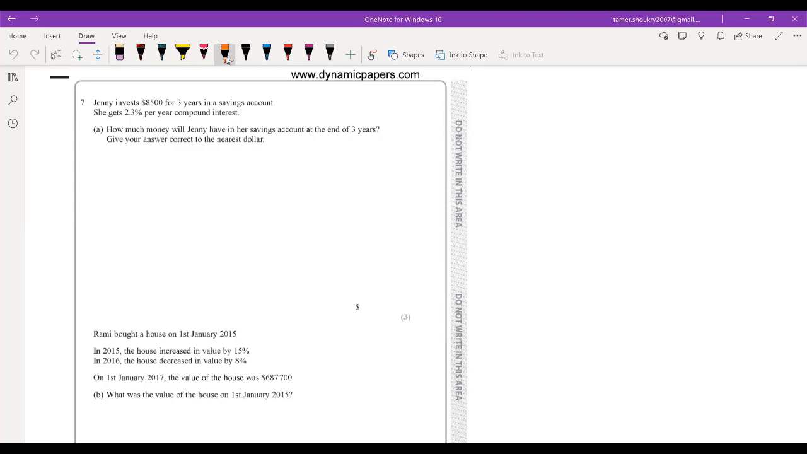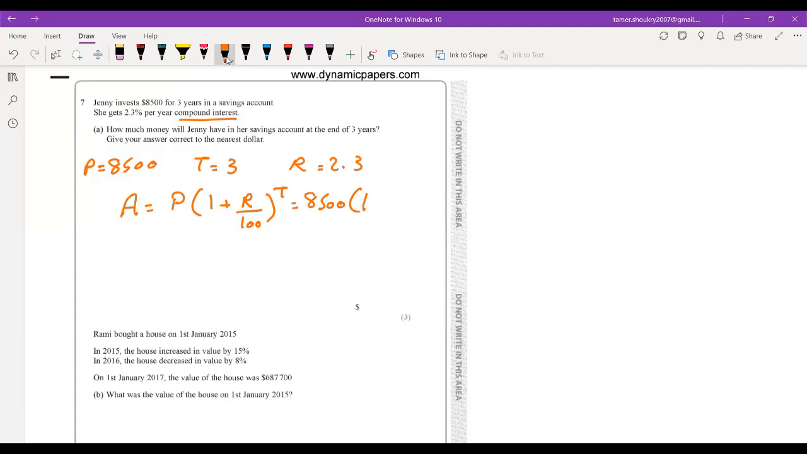So we have the principal is 8,500. We have the period is 3 years. We have the rate is 2.3. And the question is compound interest. So what is the amount? The amount is the principal multiplied by 1 plus r over 100 to the power t. This gives me 8,500 multiplied by 1 plus 2.3 over 100 to the power 3.